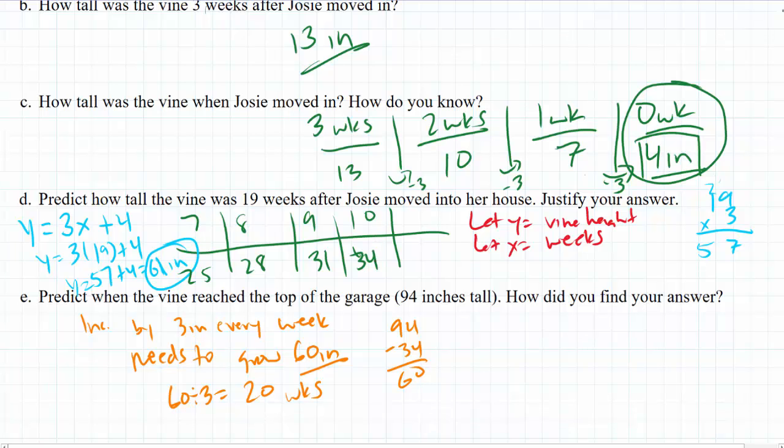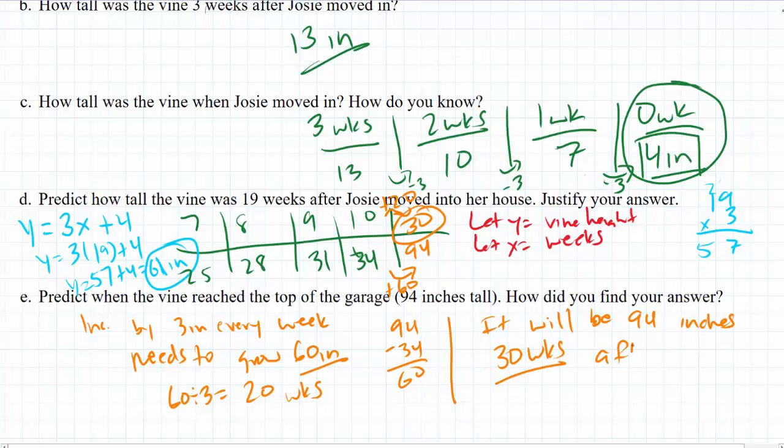So that's not saying that in the 20th week it's going to be 94 inches. That's saying we need to increase this by another 20 weeks, and the inches will grow by 60. So we'll have 94, and 10 plus 20 is 30. So it will be 94 inches 30 weeks after Josie moves in.